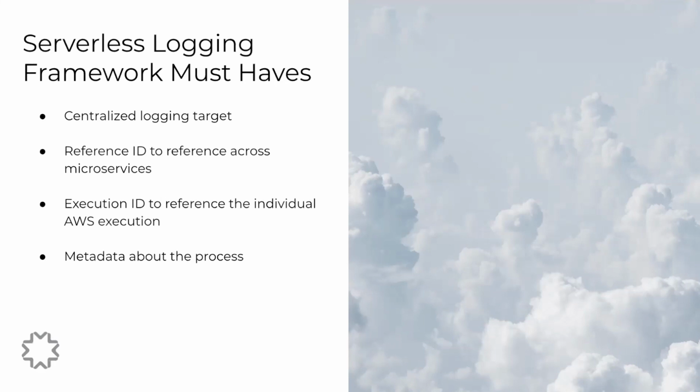A centralized logging target is an absolute must. You either need to have CloudWatch running with great CloudWatch Insights, or ship those logs off to something like Loggly or Splunk or Elk. Next, a reference ID to reference across microservices. This is that request identifier, which gives you the traceability that I talked about earlier in the presentation. This allows you to say, okay, let's say you have an API request and three Lambdas sitting behind that. It allows you to trace that API request all the way through those Lambdas and back out to the client.